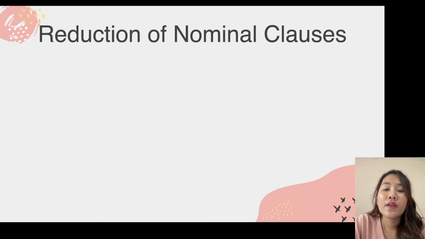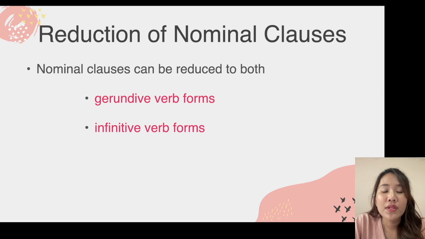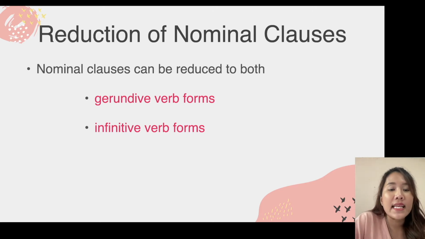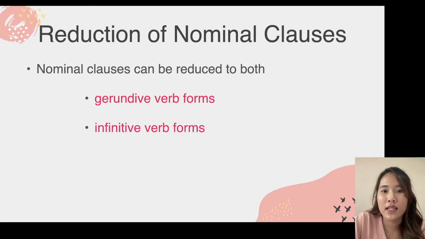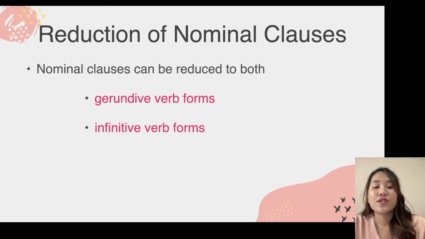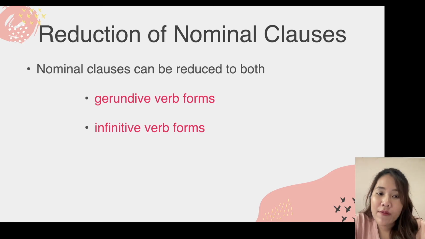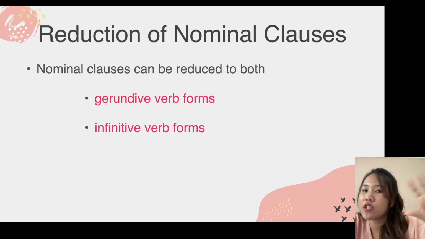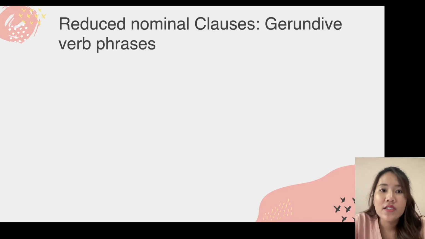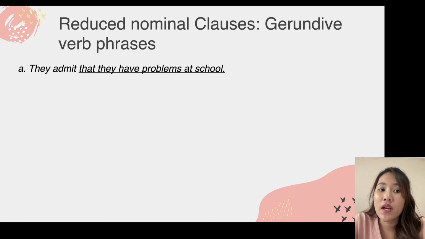Okay, so the nominal clause can be reduced into a gerundive verb form and an infinitive verb form. The gerundive verb form is a verb phrase that has a gerund in front, and the infinitive verb form comes from the nominal clause before, but we just reduce it to be verb infinitive. So a gerundive verb phrase or infinitive verb phrase, we classify as a verb phrase functioning like a noun.